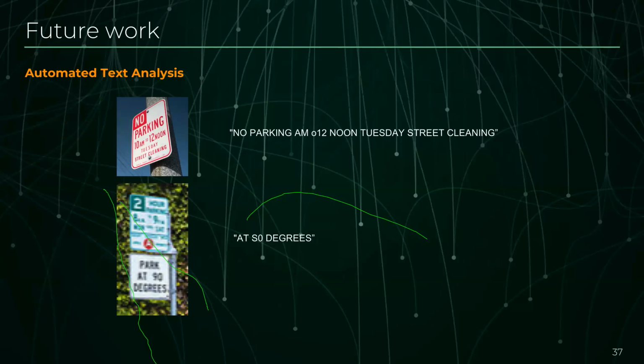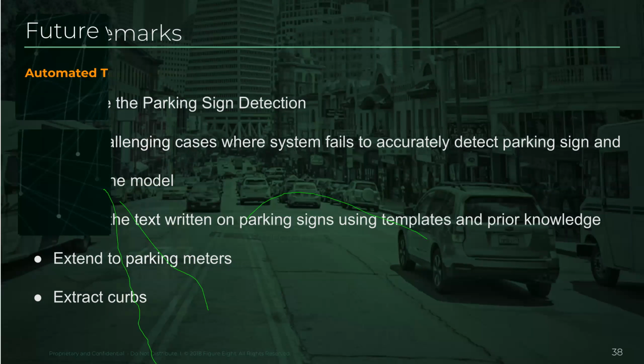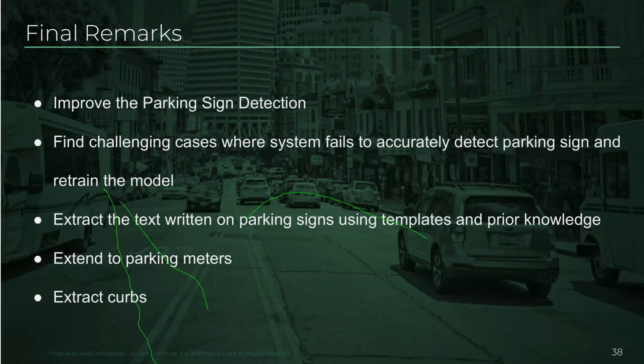And the conclusion: basically, we are trying to use the active learning framework to improve on the problem that we started with, parking sign detection, but it can be generalized to other problems.